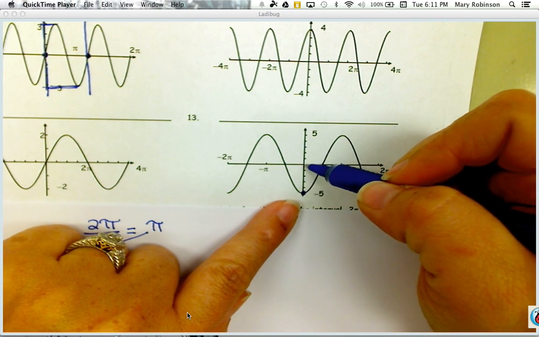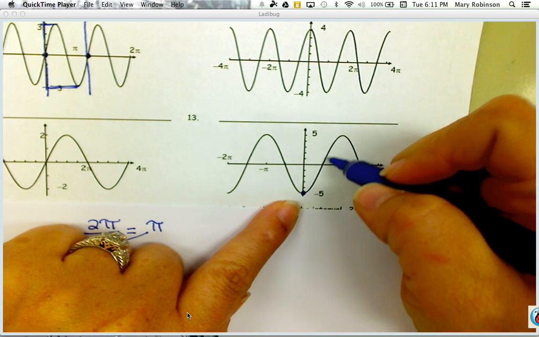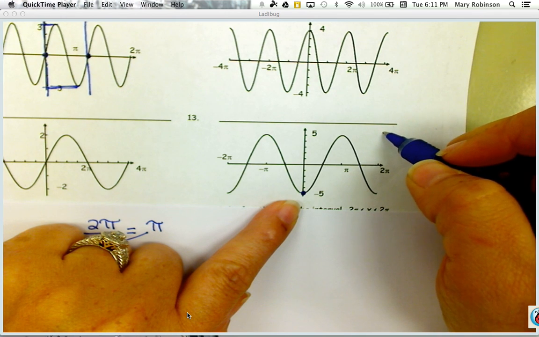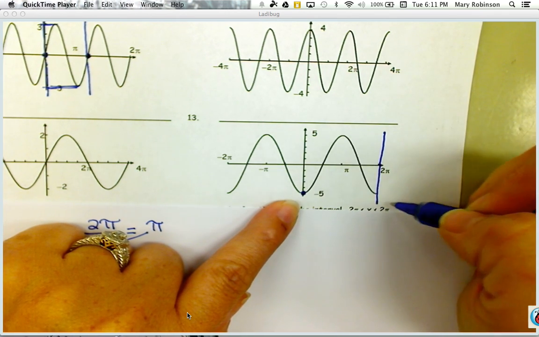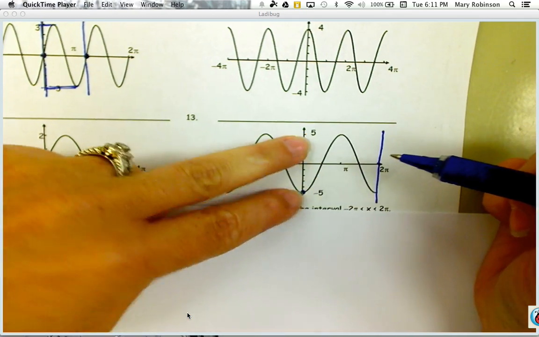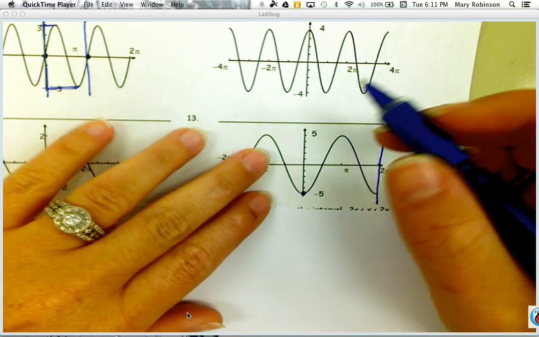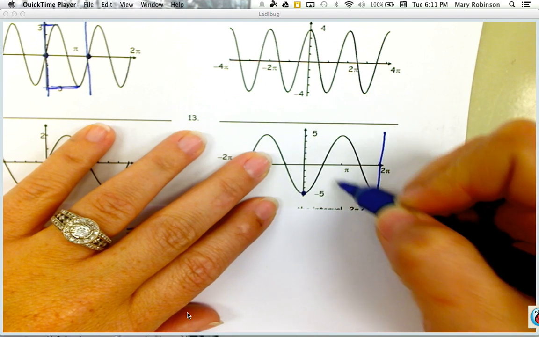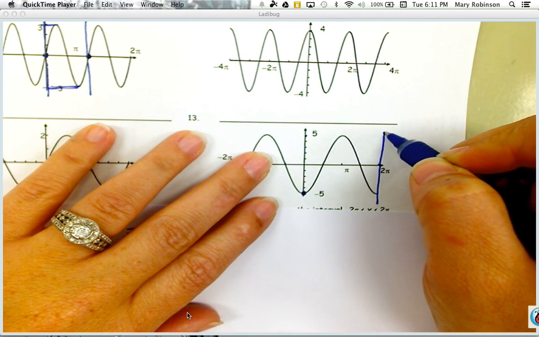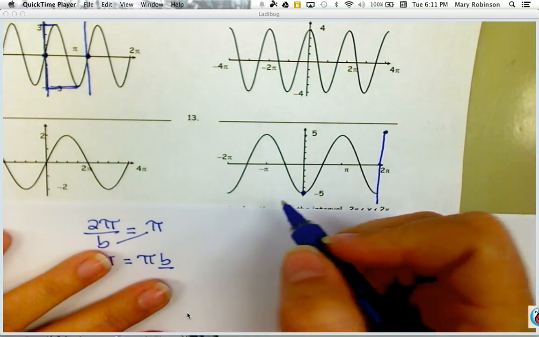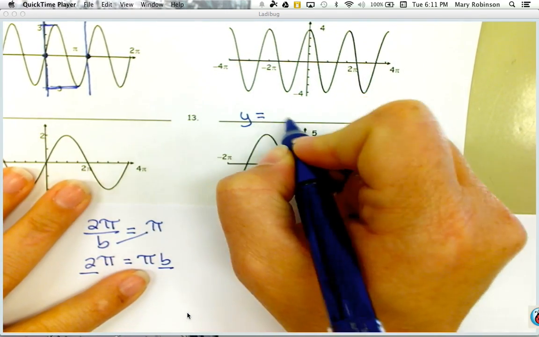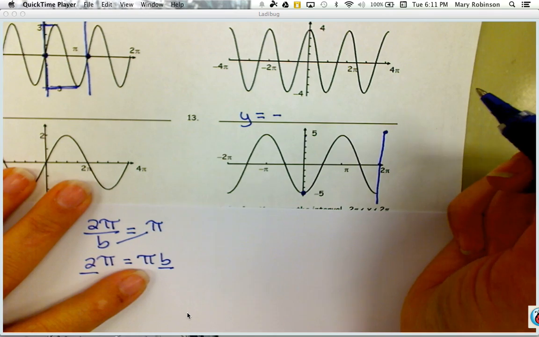Since it is not at the origin, I can see that it stops here at 2 pi, but I would definitely recognize this as a cosine graph that happens to be reflected, because normally it would start at the top, go down, and then end here at the top for one cycle. So I know that this is reflected.